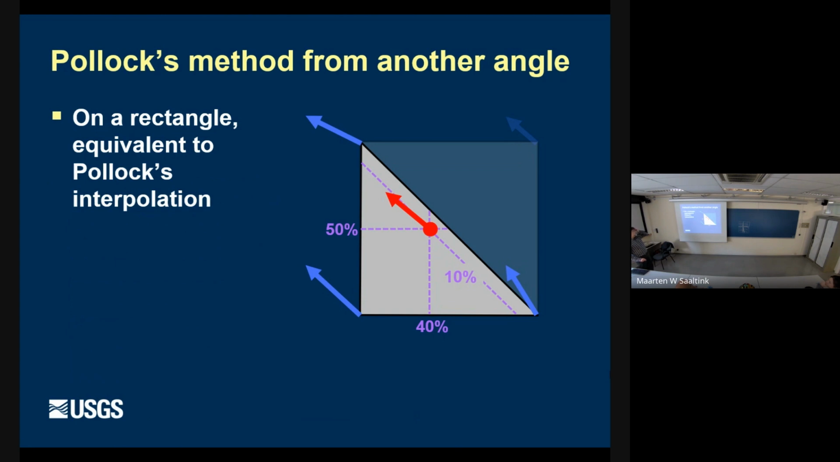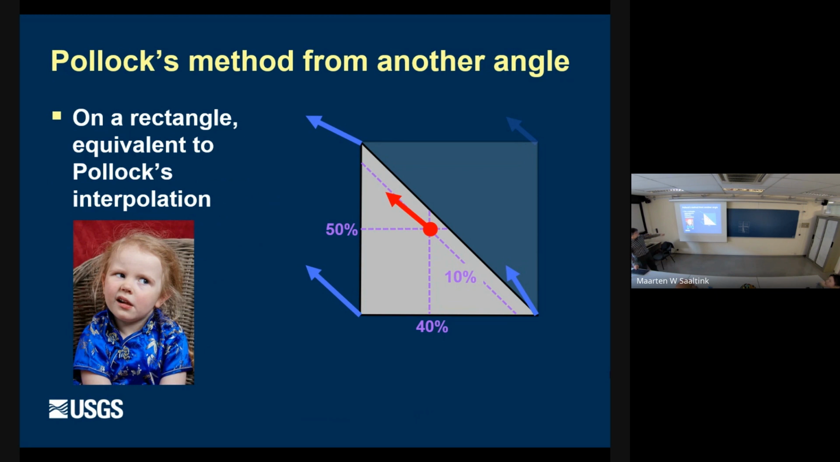So it turns out that on a rectangle, if you do these two interpolations on the two triangles, you get an equivalent result to what you would have gotten from Pollock's interpolation, just directly on the rectangle. That was one of our goals, to make this new method reduce down to Pollock's original method in the case of a rectangular grid. So this approach is consistent with that. She's skeptical, but trust me, I've checked it.